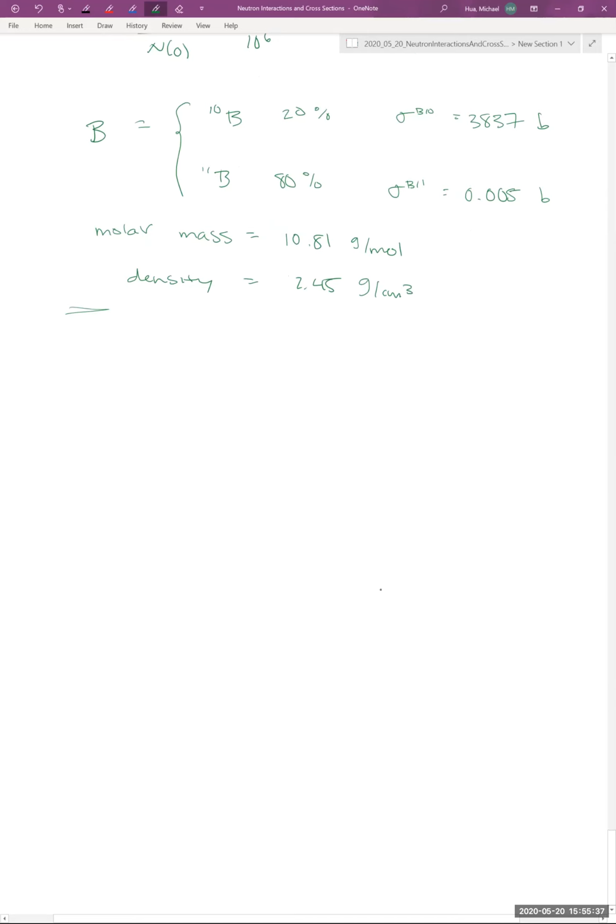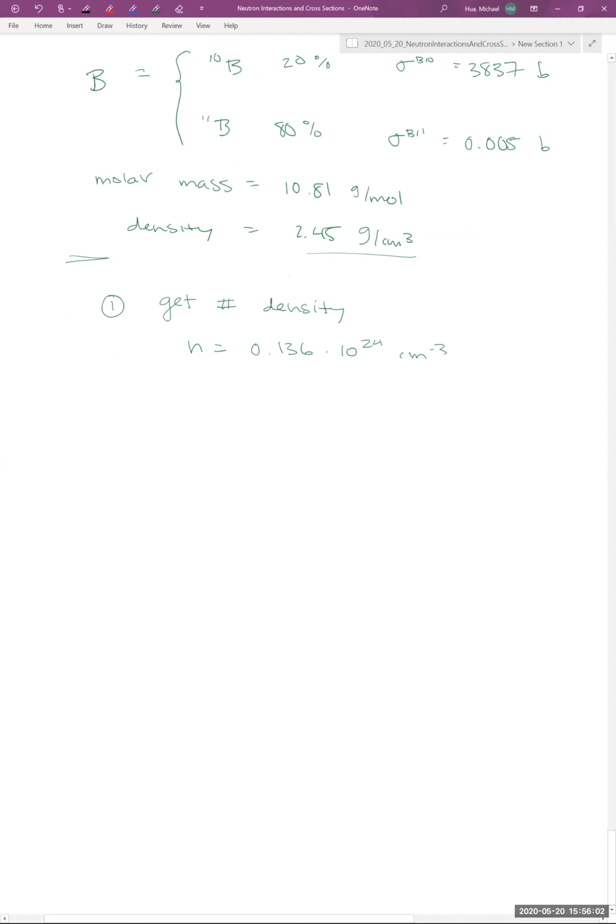The approach here is to first get number density. So we turn this grams per centimeter cubed into a number density, and I'm just going to write the answer here for now. It's going to be 0.136 times 10 to the 24 per centimeter cubed. The next step is calculate the total macroscopic cross-section.